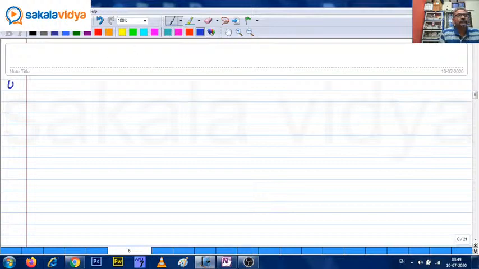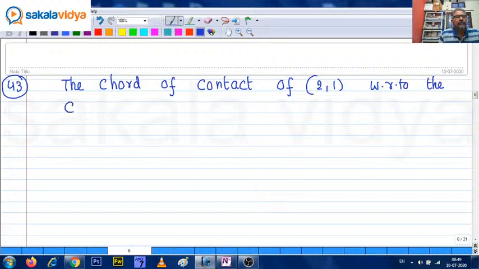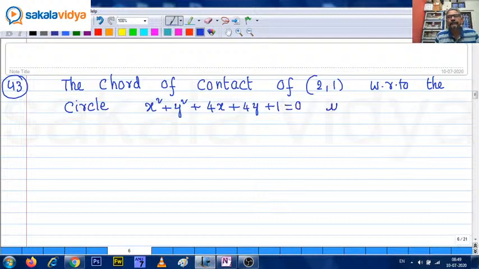Forty-three. The chord of contact of 2, 1 with respect to the circle x square plus y square plus 4x plus 4y plus 1 equals to 0 is chord of contact. We need to find out chord of contact.